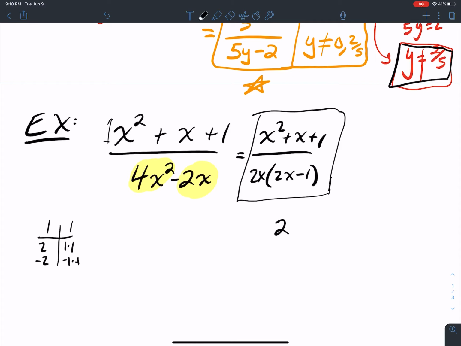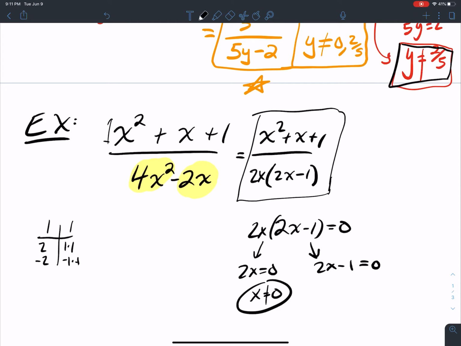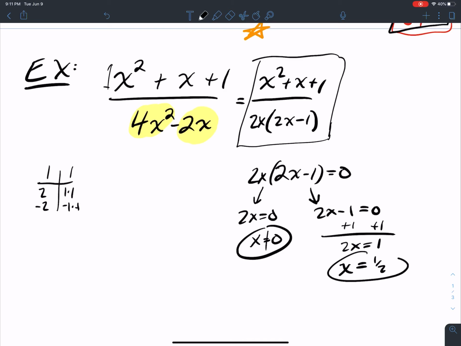And now I can set the denominator equal to 0. So 2x minus 1 times 2x equal to 0 tells me that 2x equals 0 and 2x minus 1 equals 0. So that means x equals 0, so that's a restricted value. And plus 1, 2x equals 1, divide by 2, x equals a half. That's another restricted value. So this is true as long as x is not equal to 0 and not equal to 1/2. Okay?